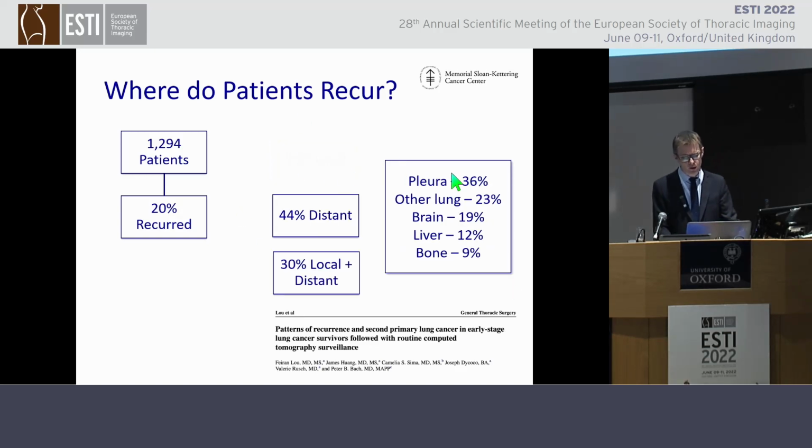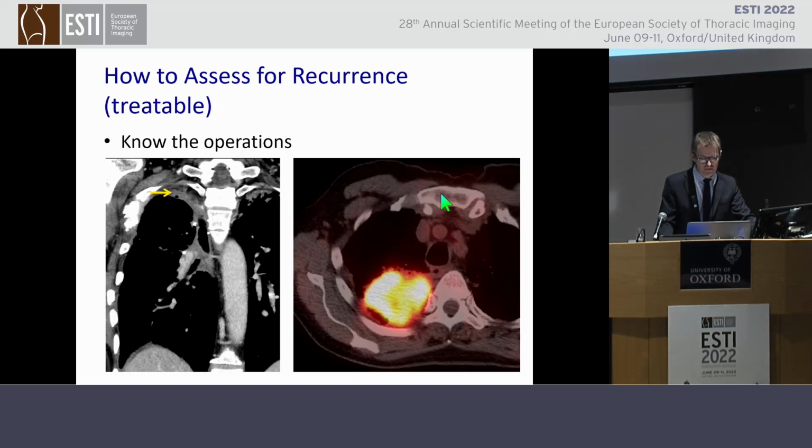In terms of distant recurrence, the most common site was pleura, but pleura is not necessarily metastatic. Some pleural recurrences can be treated with curative intent. Then lesions in the other lung, and then brain, liver, and bone, I suppose the truly metastatic disease.